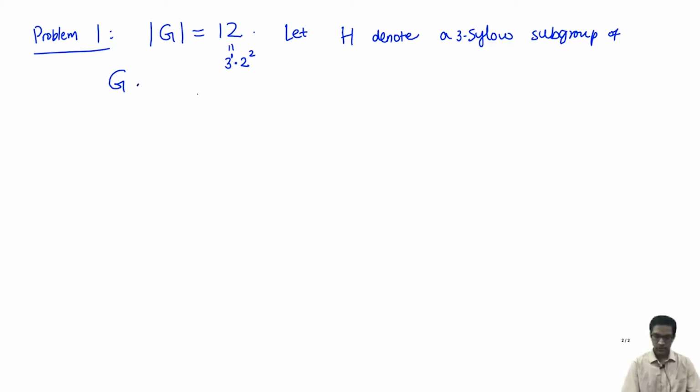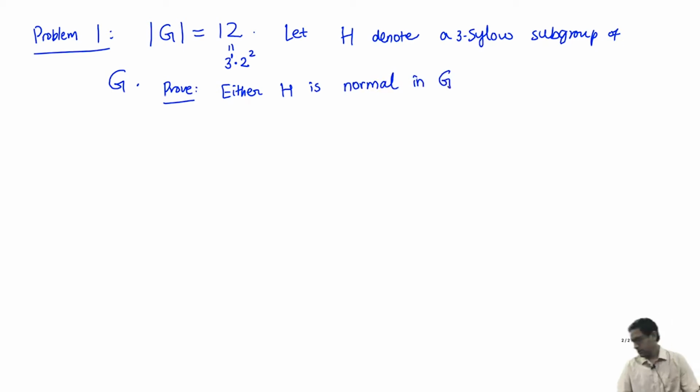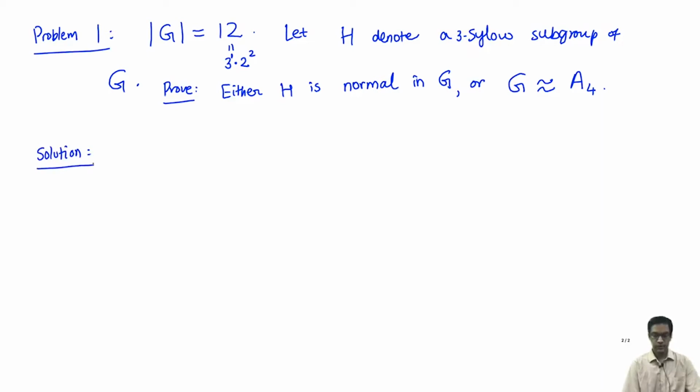So then what we need to prove is the following. Prove the following: either H is normal in G, so it's a normal subgroup, or the group G is isomorphic to A4. Okay, so this is what we need to prove. Either the 3-Sylow subgroup is normal in this group, or the group itself is isomorphic to the group A4. Okay, so let's work out the solution to this problem.